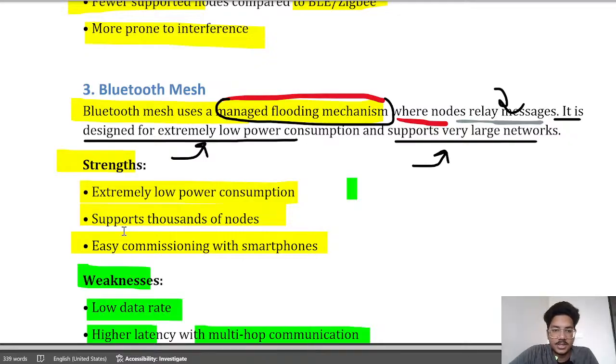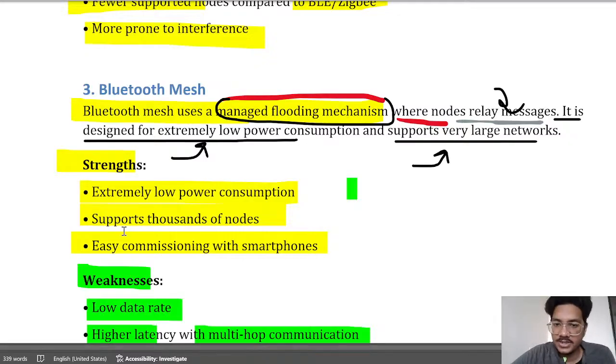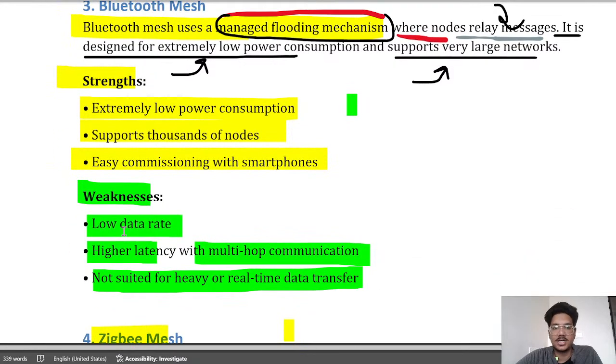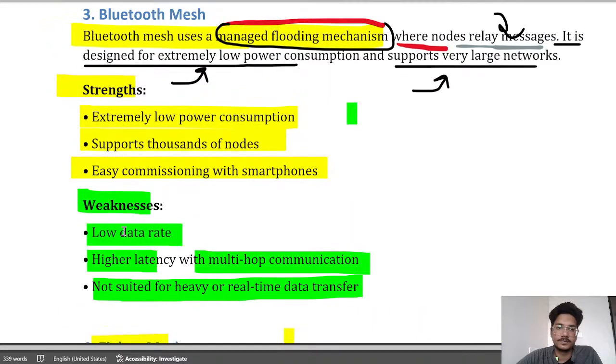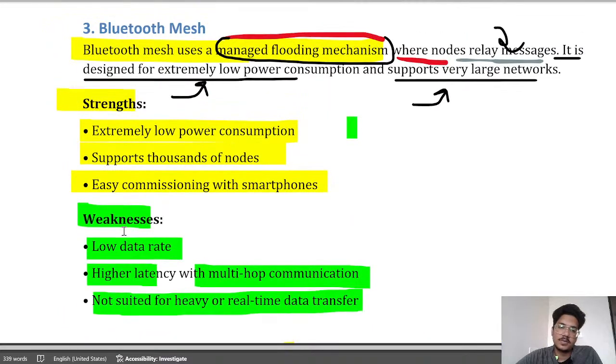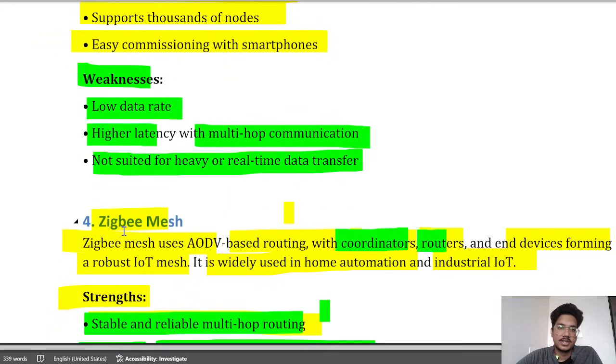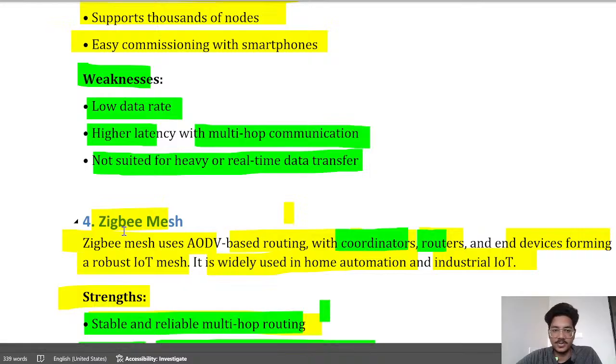Okay, Bluetooth mesh. Bluetooth mesh uses a managed flooding mechanism, where the node relays messages. It is designed for extremely low power consumption and supports very large networks. Extremely low power consumption, supports thousands of nodes, easy commissioning with a smartphone. Weakness: low data rate, higher latency with multi-hop communication, not suited for heavy and real-time data transfer.